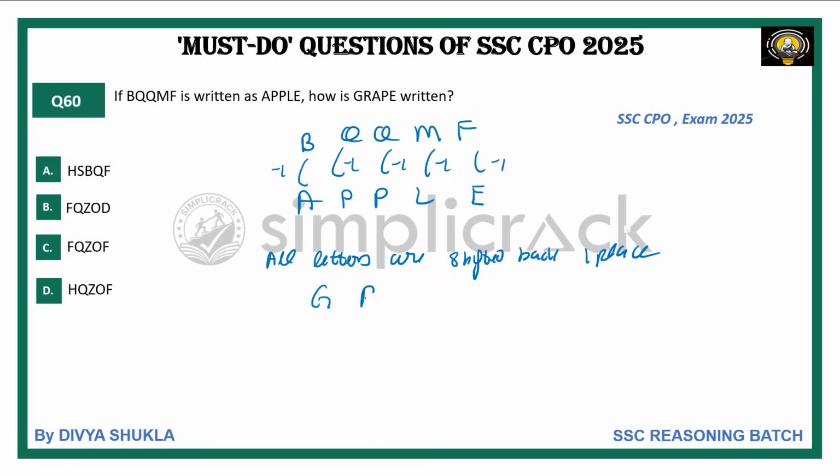That means in order to find the code for grape, just shift each letter of this word by one. So you would be getting F, Q, Z, O and D. So option B is the correct answer for this question. Let's see the next one.